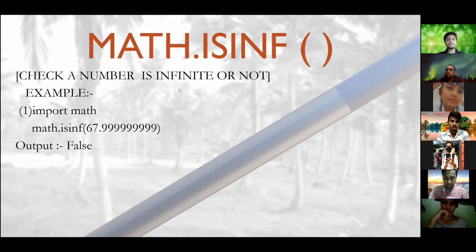Because sir, it is a finite number. One time you are saying that it is an infinite number, one time you are saying that it is a finite number. What is this? First of all, tell me, 67.999 you have written here. Is it a finite number or an infinite number? Finite number, sir. It is a finite number. Okay. Yes. My question is, when will it return true?